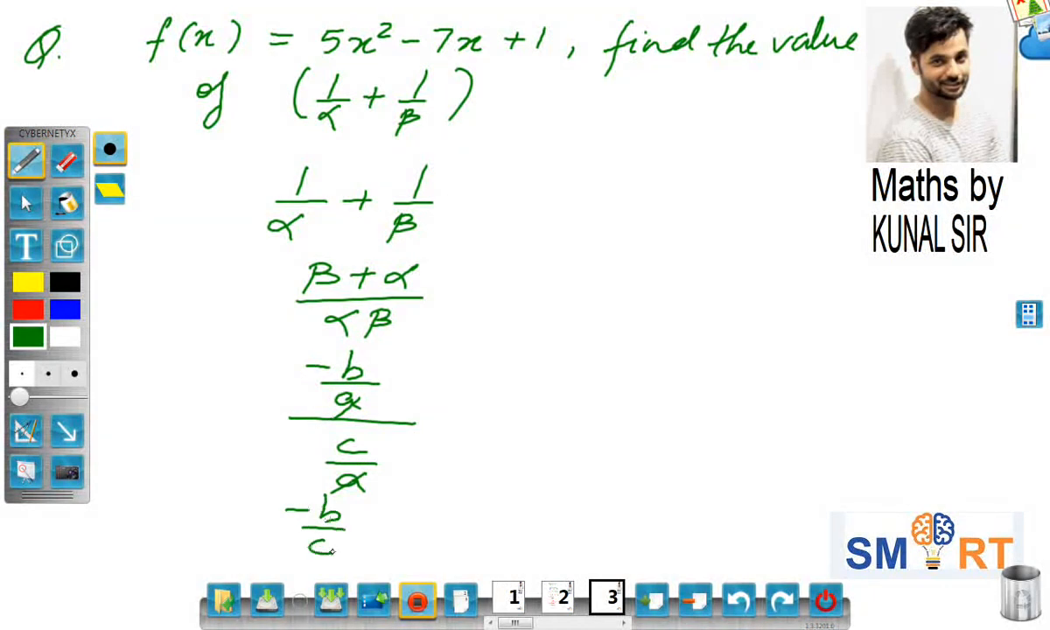What is the final result? Minus b upon c. Now can you look at the quadratic polynomial and tell me the values of b and c? What is b? B is minus 7. So minus of minus 7 upon c. How much is c? 1. So your answer is 7. I hope this was not difficult. This is exactly what you need to do when such questions are asked. Now, moving on to different varieties of questions, you will get a lot of questions based on this variety.